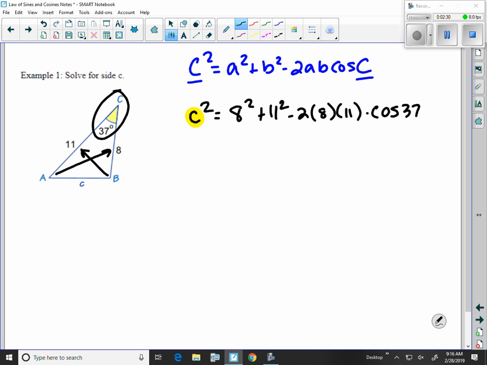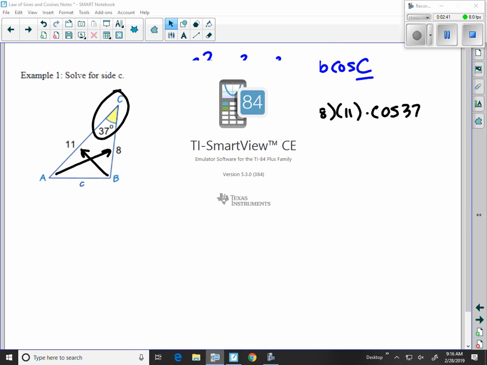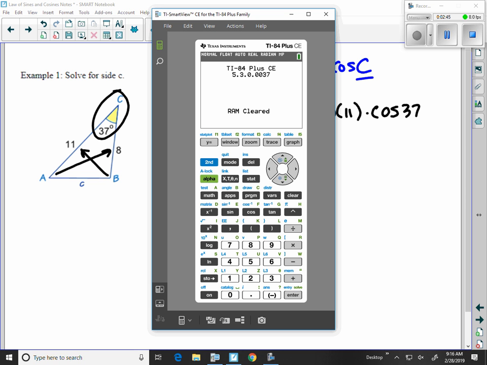It's really, really nice to solve for sides with the law of cosines because you can just put it in your calculator. So if you have a calculator, go ahead and get that out. I'm going to show you and go through how to put these in your calculator. It does take a little bit of practice, so I want to start early with that. If you want to borrow one, there are some up here.